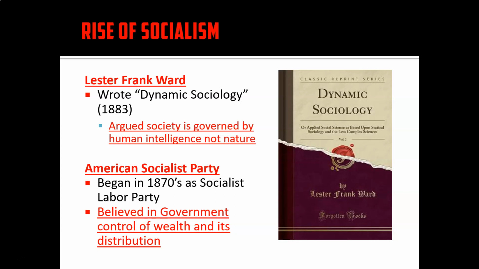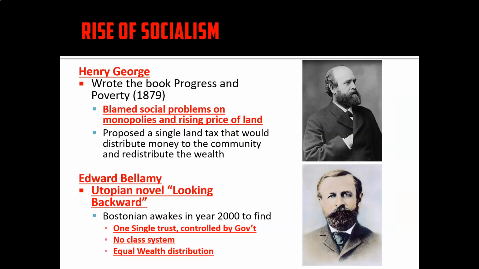And that's kind of going to push further this book, along with various other things, kind of this socialist point of view. Now, the American Socialist Party forms in the 1870s as the Socialist Labor Party, and eventually they will become the American Socialist Party as the period continues. But they believed in government control of wealth and its distribution. So once again, just another group that's promoting that socialistic idea.